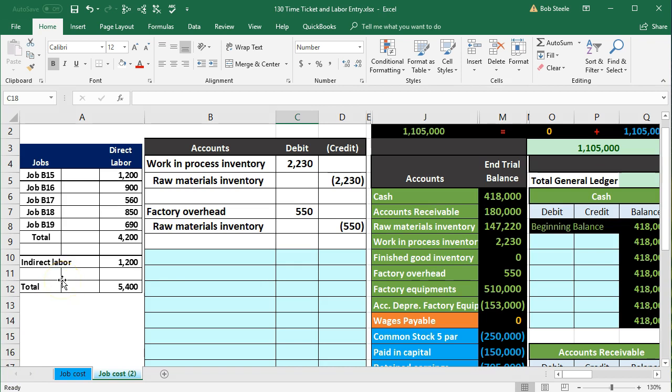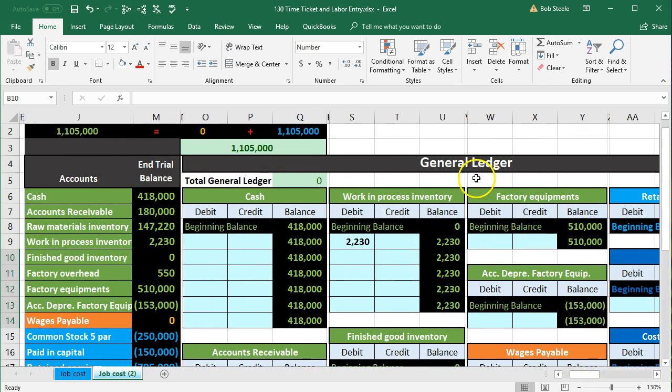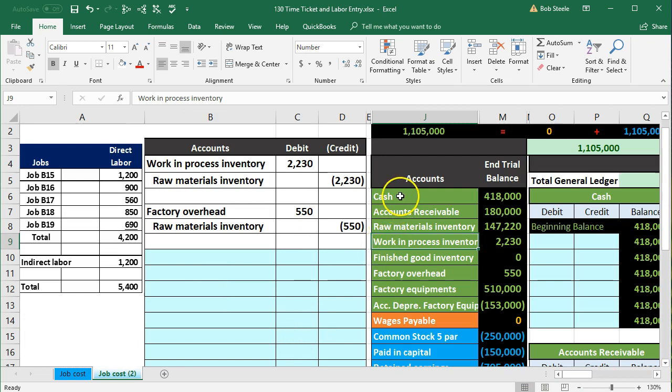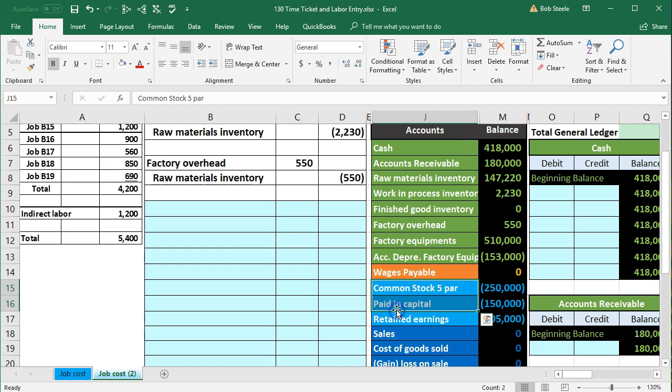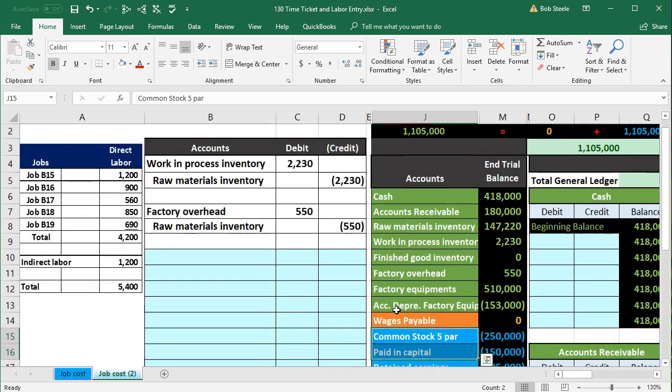Information will be on the left. We're going to enter that into our general journal, then post it to the general ledger. General ledger being used to create the trial balance. Here is our trial balance. It's in order: assets, and then liabilities, and then equity, income, and expenses. We, of course, are focusing in on the asset accounts, more specifically the inventory accounts, as we take a look at the flow of a job cost system.